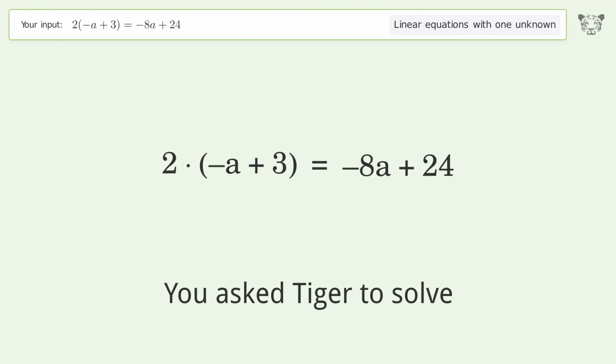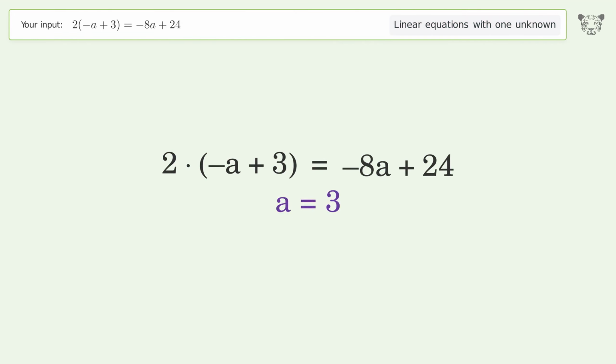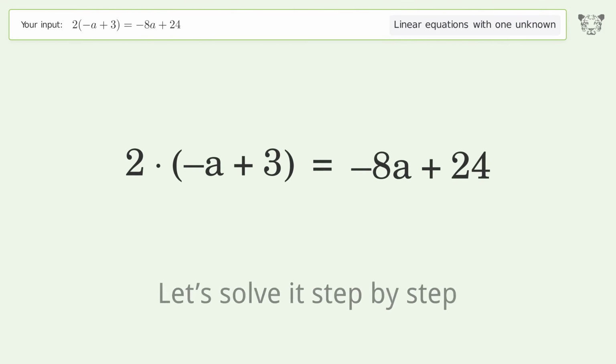You ask Tiger to solve. This deals with linear equations with one unknown. The final result is a=3. Let's solve it step by step.